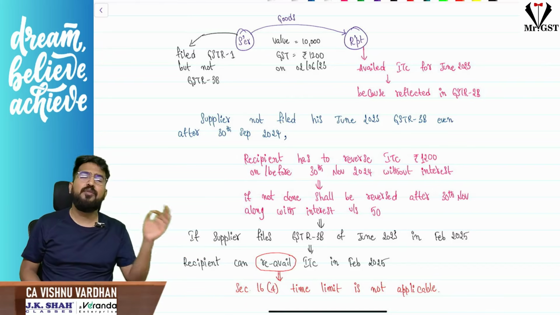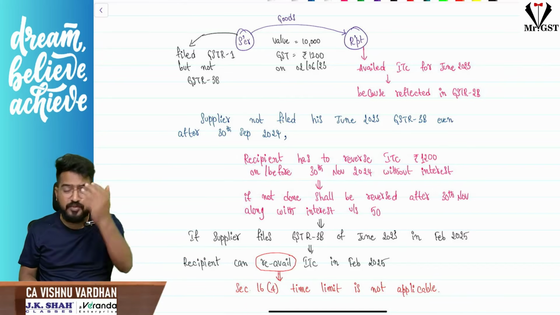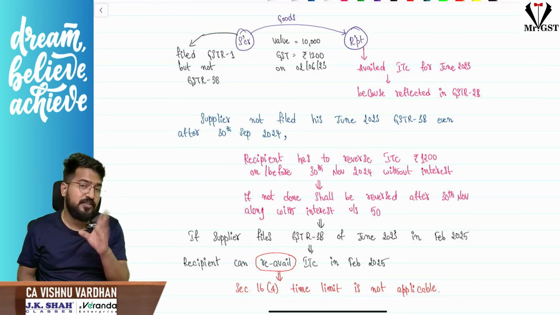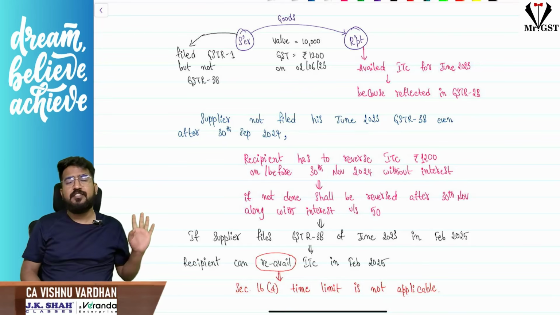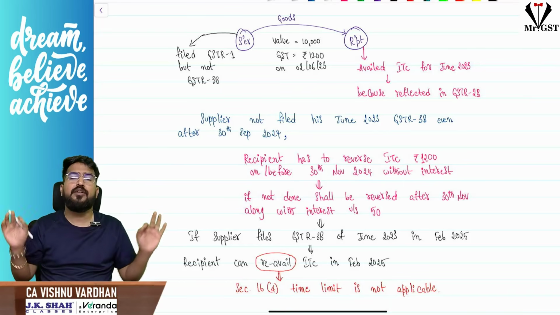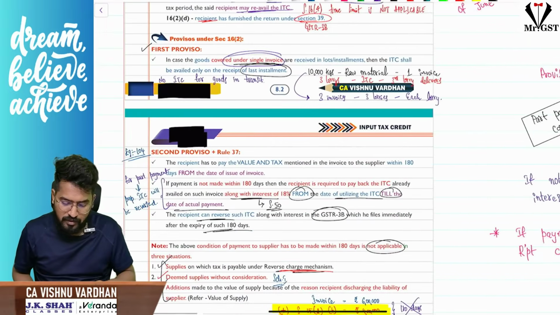Tomorrow, if at any point of time that buffalo files GSTR 3B, who? Your supplier, then you re-avail ITC. Only re-avail ITC, interest you cannot re-avail. Okay, please understand that. And here for re-availing ITC, 16 subsection 4 time limit is not applicable. Okay, so that is the point.